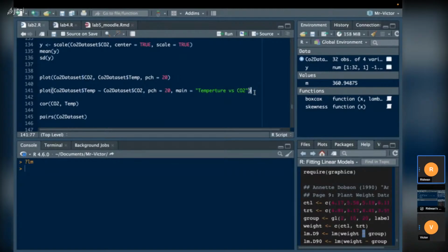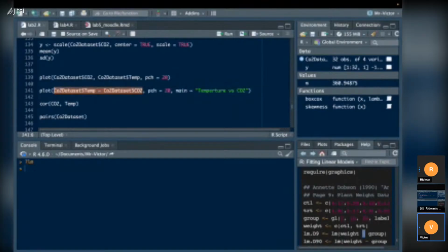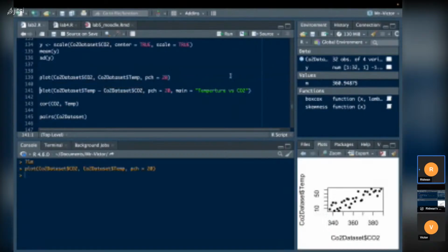Now, maybe you can explain: I'm seeing that the position does not matter, temperature is coming before CO2. This one is not a comma, it's the tilde. In this formula, it takes two vectors, CO2 and temperature, whether x-axis or y-axis. If you put this one first, it will be on the x-axis, as you can see. If you put CO2 first, it's going to be on the x-axis.